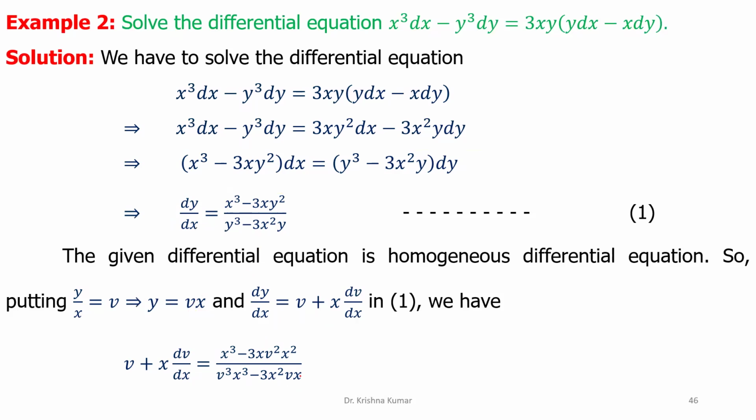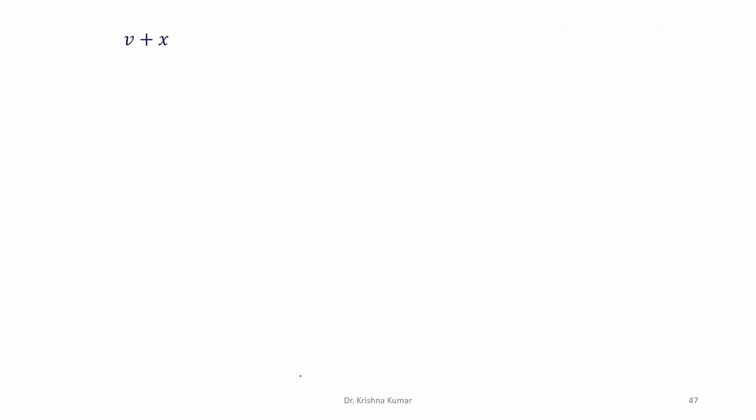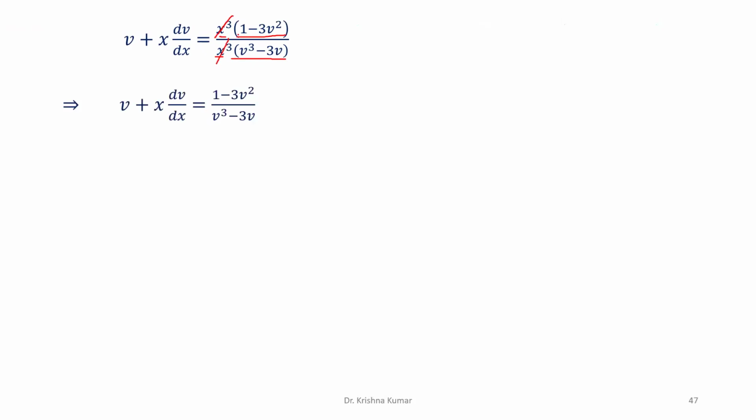Now let us try to simplify again. So v + x dv/dx is equal to, let us take x³ outside from the numerator as well as the denominator. If we take x³ common in the numerator, we have 1 − 3v². Similarly, if we take x³ common from the denominator, we get v³ − 3v. So this x³ will cancel, which gives us v + x dv/dx = (1 − 3v²)/(v³ − 3v).